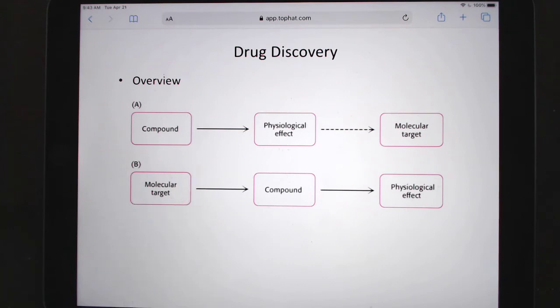The other way, which is most pharmaceutical, is to say, okay, we know that if we inhibit this enzyme or receptor on a tumor cell, we can stop tumor growth, and so you know what the target is. Now you have to find a compound that inhibits this, and after you find the compound, you measure things like tumor growth, so that's the physiological effect. At the very highest level, these are generally the two ways that you do this.